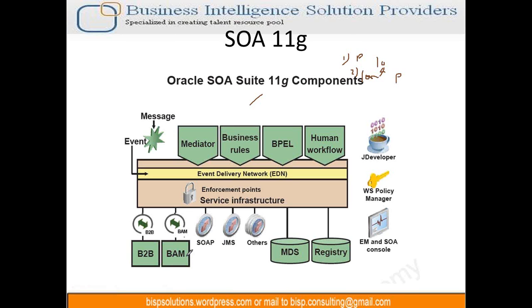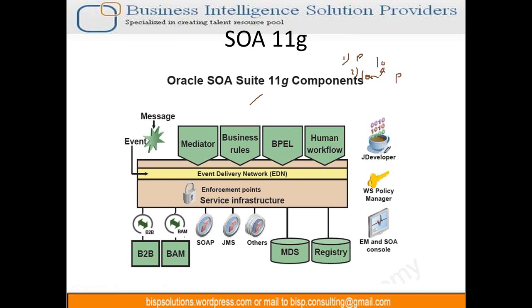Then I have created the flows, but I don't know how many orders are flowing in my system at a given time, how many invoices, how many are going through, how many are failing. In this case, BAM comes in handy. It gets me the real-time dashboard. To monitor the business, the whole thing is done using EM and the SOA console. If you have a security requirement like connecting to Visa or some such sites, policy manager comes in handy.